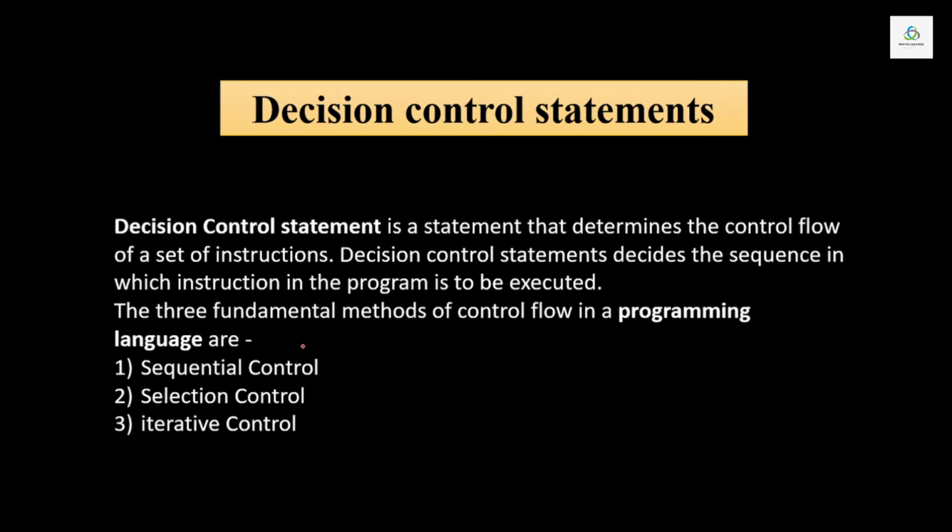Today I am going to discuss decision control statements. So, a decision control statement determines the control flow of a set of instructions. Decision control statements decide the sequence in which the instructions are to be executed. So, it will tell us which block of code should be executed and which block of code should be neglected. And we can decide this by three basic control flow statements.